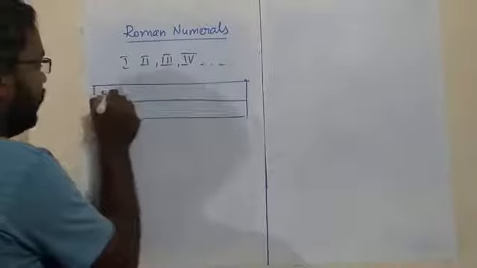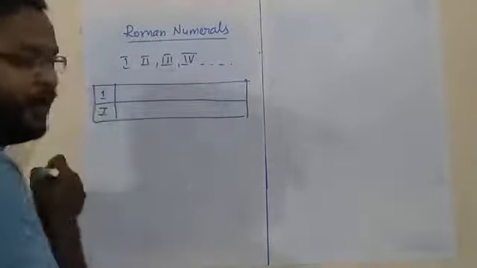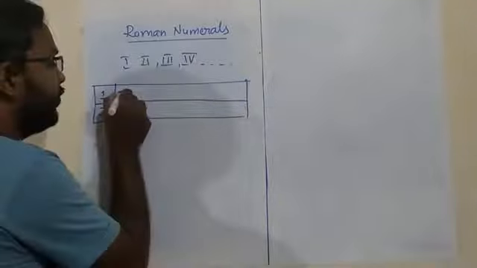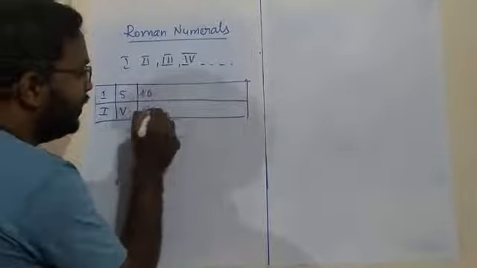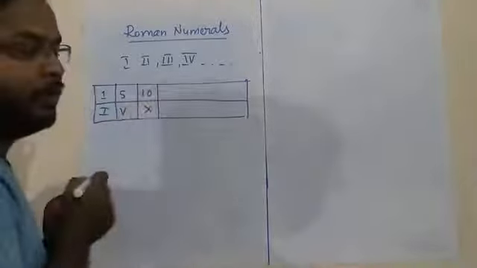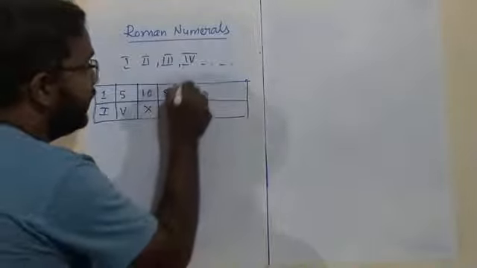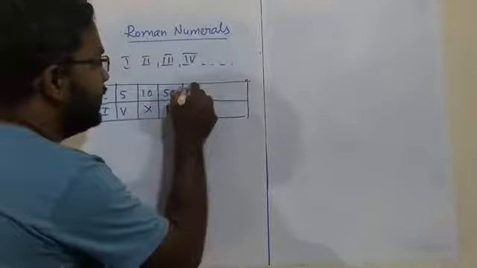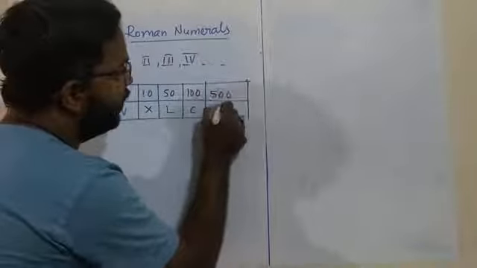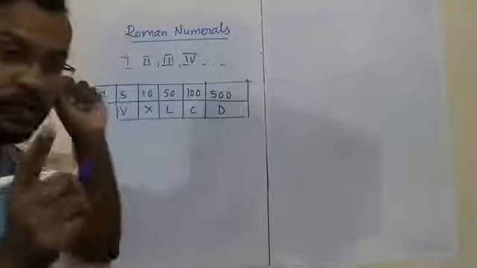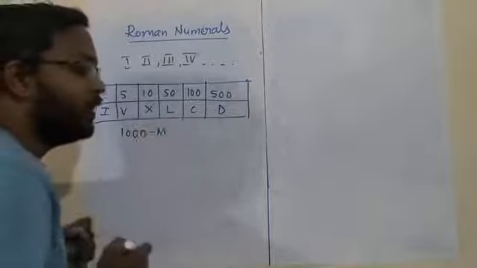First take 1. For 1, as you know, we'll be using I, and for 5 we are using letter V. Next for 10 we are using letter X. Next for 50 we are using letter L, and for 100 we are using letter C, and for 500 we are using letter D, and at last one number is left out, that is 1000. For 1000 we are using letter M.